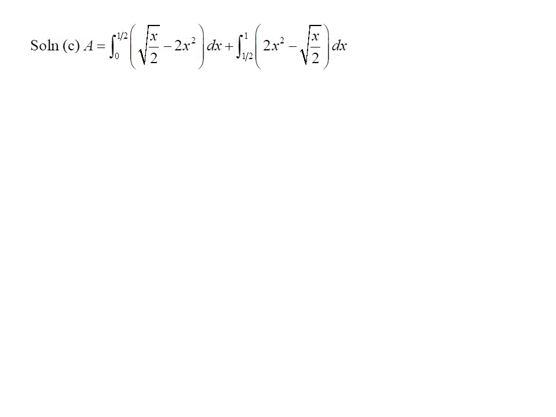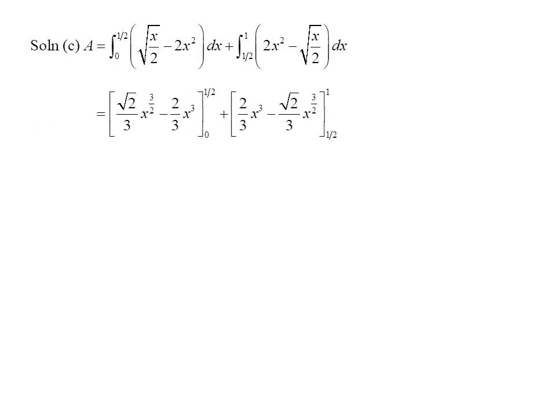Hence, the area equals the integral from 0 to half of (square root of x over square root 2 minus 2x squared) with respect to x, plus the integral from half to 1 of (2x squared minus square root of x over square root 2) with respect to x, which equals [square root 2 times x to the 3/2 divided by 3 minus 2x cubed over 3] valued from 0 to half, plus [2x cubed over 3 minus square root of 2 times x to the 3/2 divided by 3] valued from half to 1.